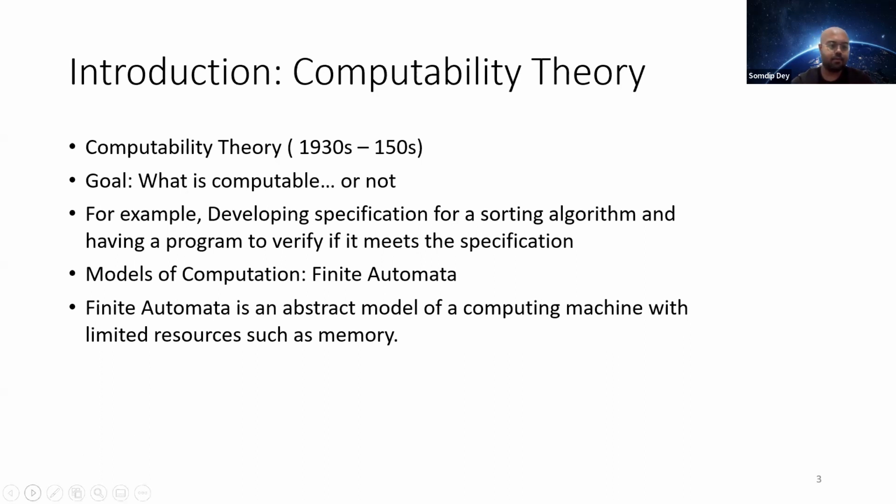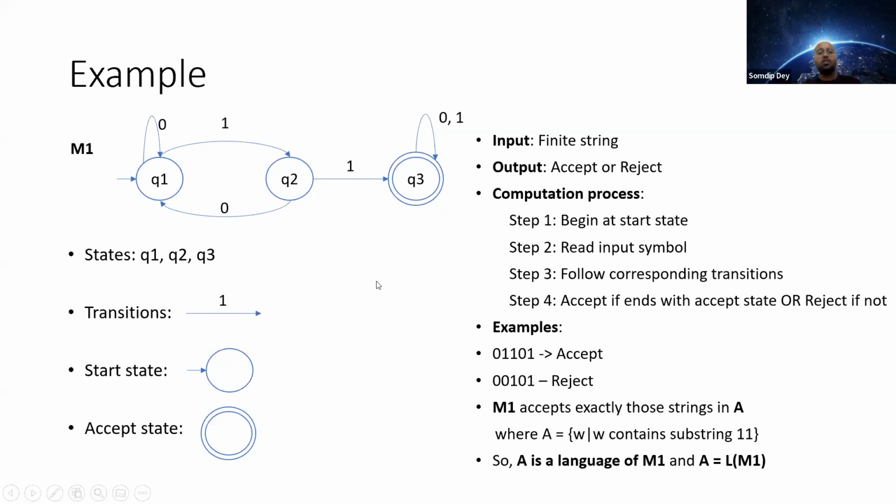Let's take an example. Here we have a finite automaton, which can be thought of as a representation of an abstract computing machine. Imagine this is a very simple computer, but an abstract model of it. We call this finite automaton M1. You should have already done finite automata before. If you haven't, we will go through it again today, just to jog your memory.